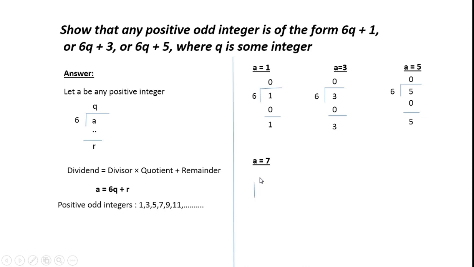Now a equal 7. 7 by 6, 1 is the quotient and 1 is the remainder. a equal 9. Dividing 9 by 6, 1 is the quotient and 3 is the remainder. a equal 11. 11 by 6, 1 is the quotient and 5 is the remainder.